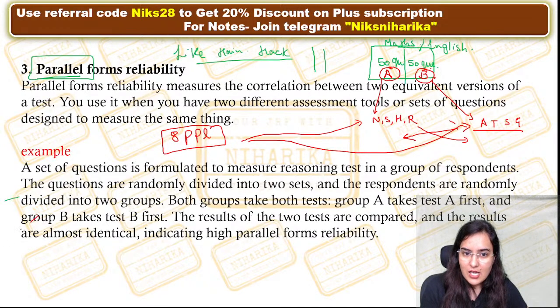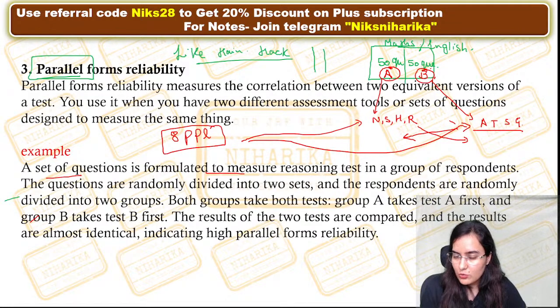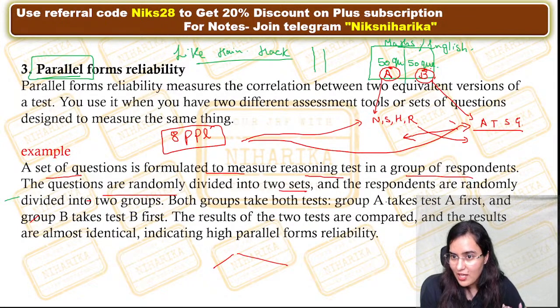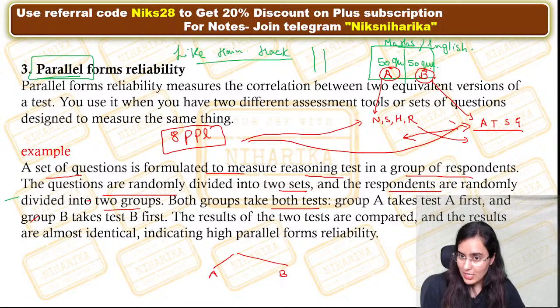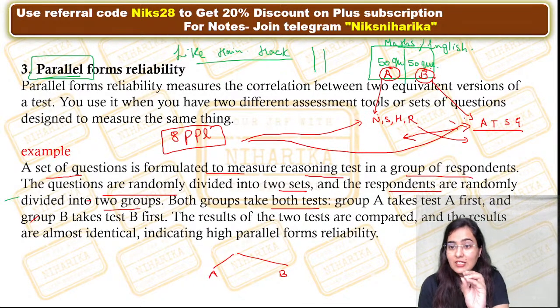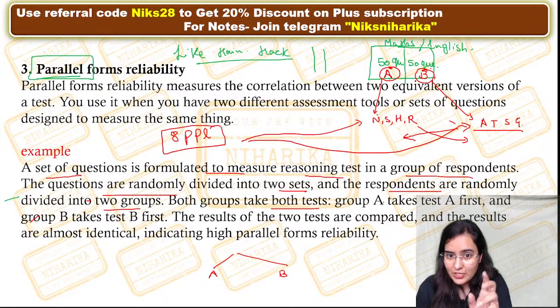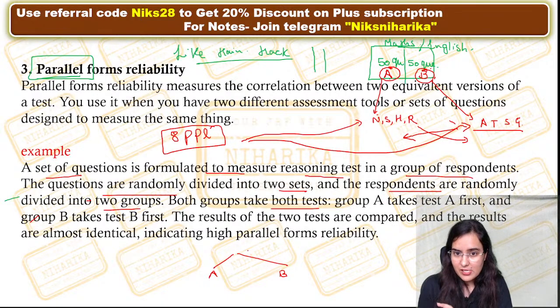You can see a set of questions is formulated to measure a reasoning test in a group of respondents. The questions are randomly divided into two sets, set A and set B, and the respondents are randomly divided into two groups. Randomly I've divided you into group A and group B. Now both the groups take both the tests. First you took this, then you took this test. Then after that you flip the test and you again take the retest.